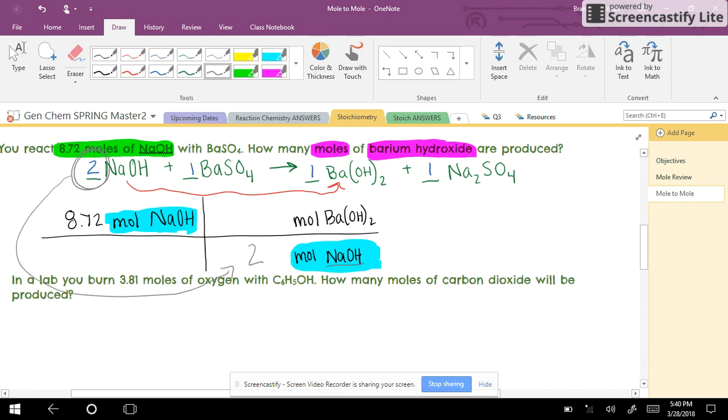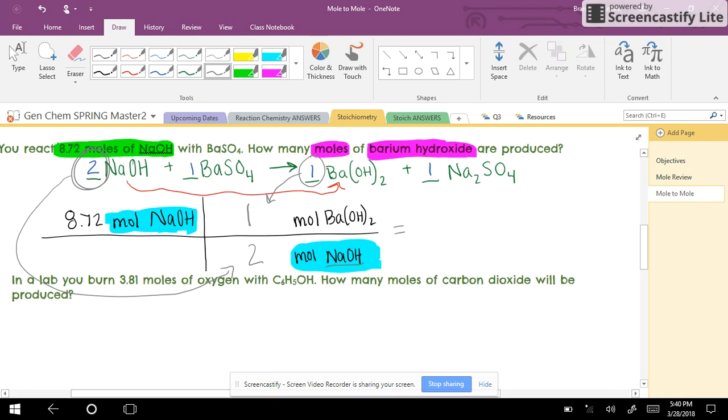So 2 moles of NaOH for every, again, it's a ratio. If we're talking about BaOH, then it's a 2 to 1. And it can be written like that. So it's a 2 to 1 ratio of sodium hydroxide to barium hydroxide moles. And then from there, we just plug it into our calculator and get an answer.